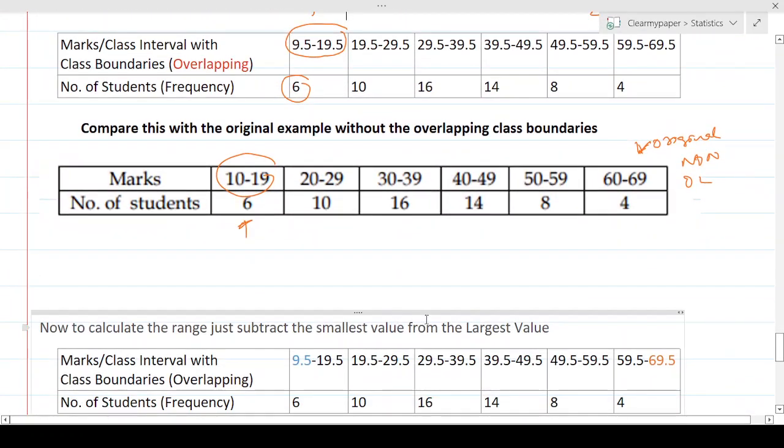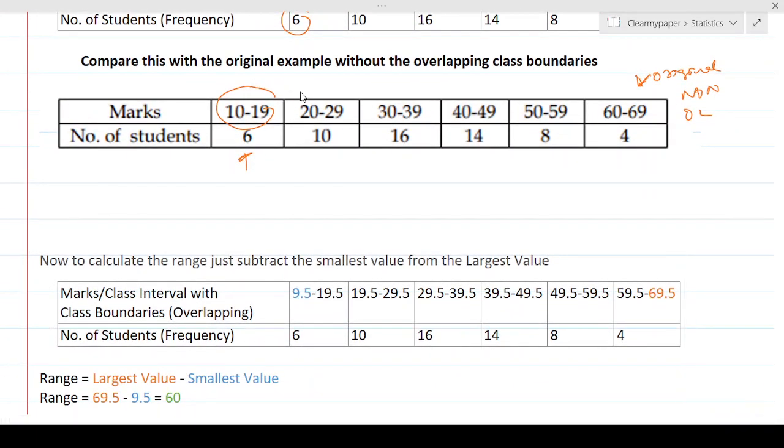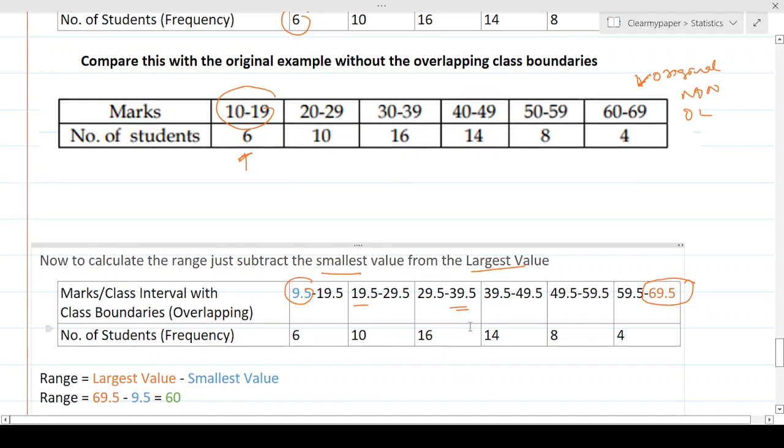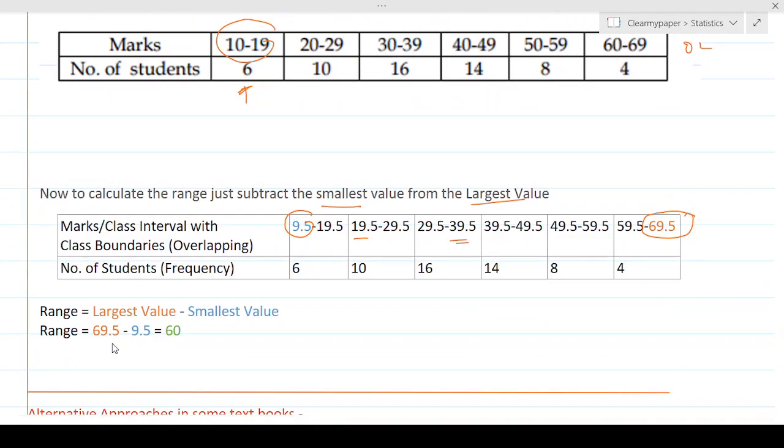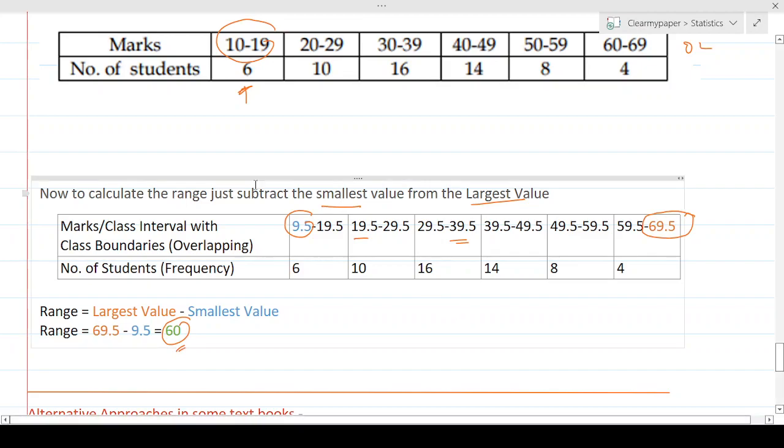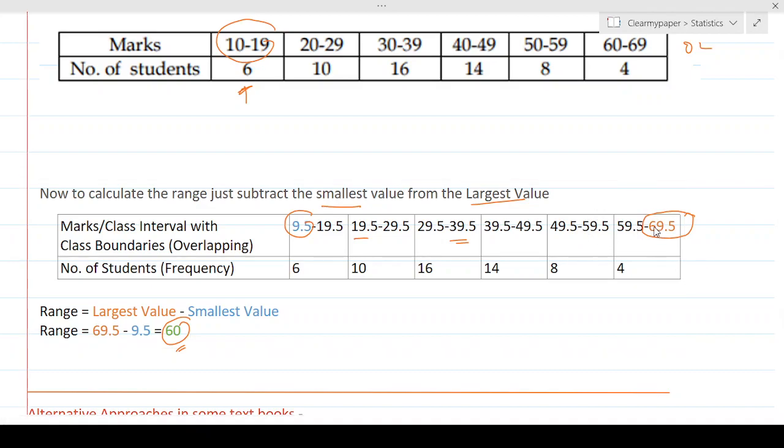Similarly, for the next boundaries we have converted. So all this non-overlapping has been converted into overlapping boundaries. And once you convert into overlapping boundaries, it's very simple. Just take the difference of the largest value and the smallest value. The largest value in the overlapping format is 69.5, and the smallest value is 9.5. So 69.5 minus 9.5 is 60. So the range for grouped data with non-overlapping intervals in this case is 60. So if it's non-overlapping, you convert into overlapping and then calculate.